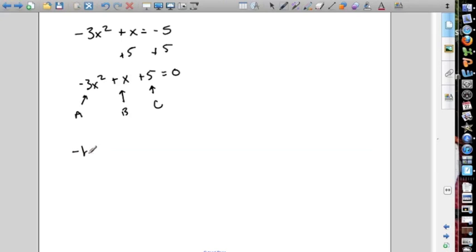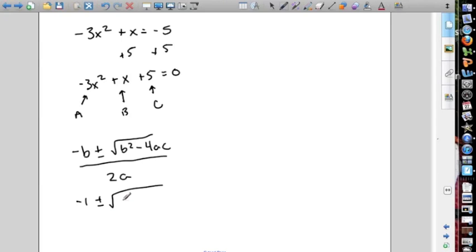Let's write the formula down here. Again, it's negative b plus or minus the square root of b squared minus 4ac, and that is all over 2a. Now let's go ahead and plug that in there. And so let's start looking at it. Our b is just 1. Since it's positive 1, I'm going to write it down as negative 1 because it's the opposite of b. Plus or minus the square root of 1 squared minus 4 times a. Now a is negative 3 times c, which is 5. And that's all over 2 times our a, and again our a is negative 3.